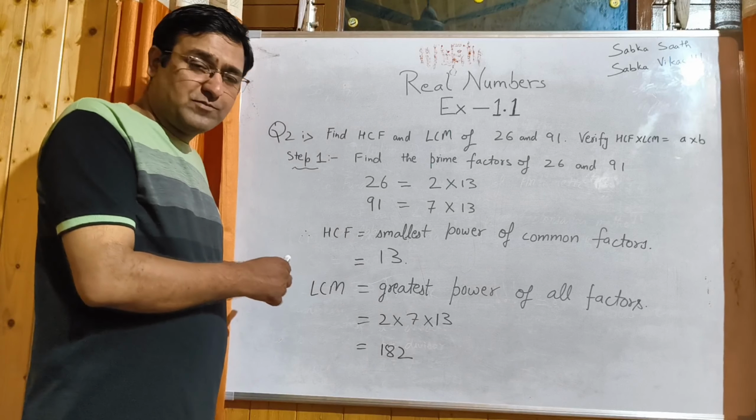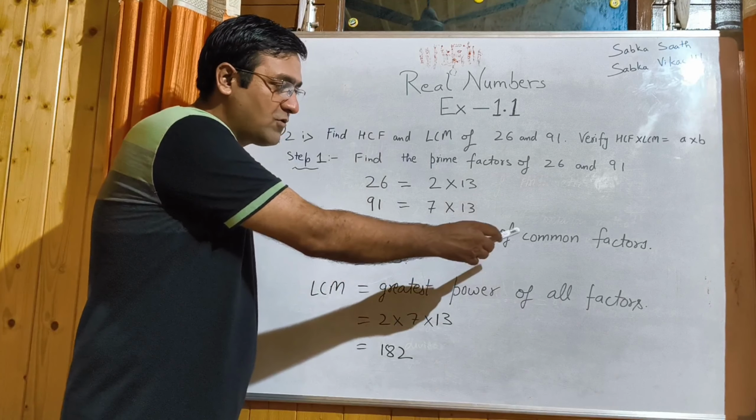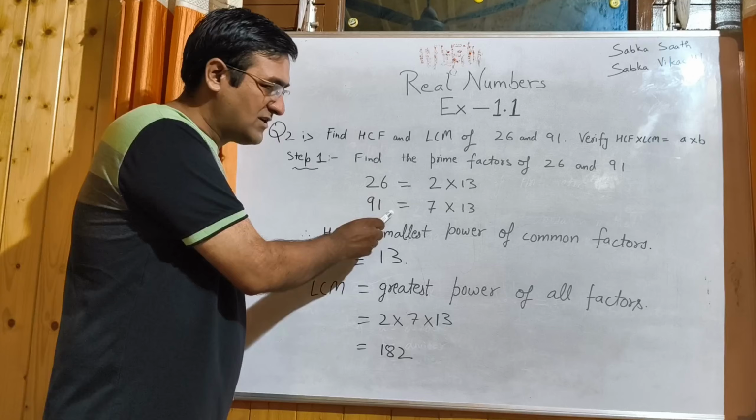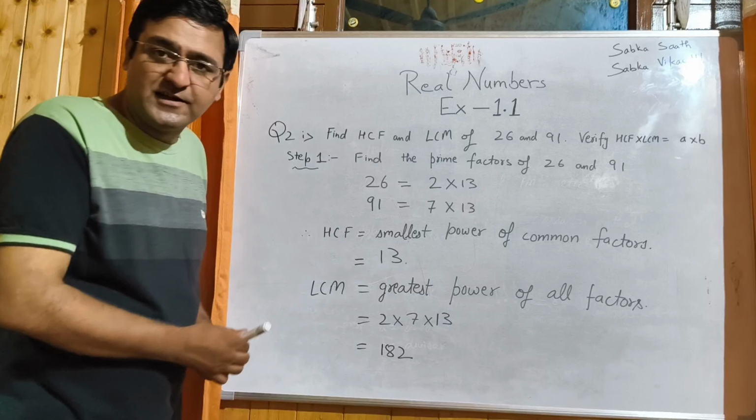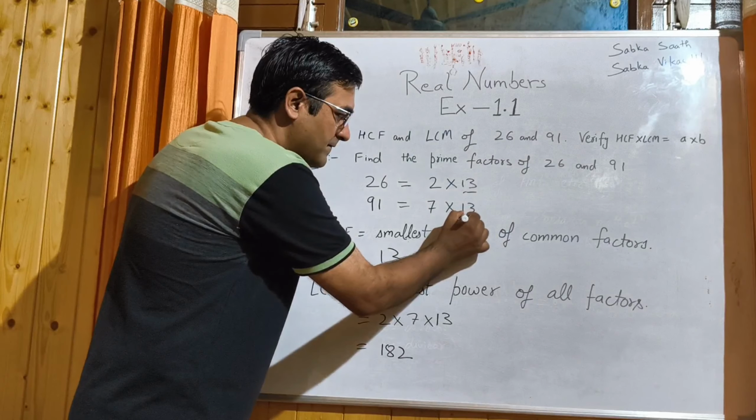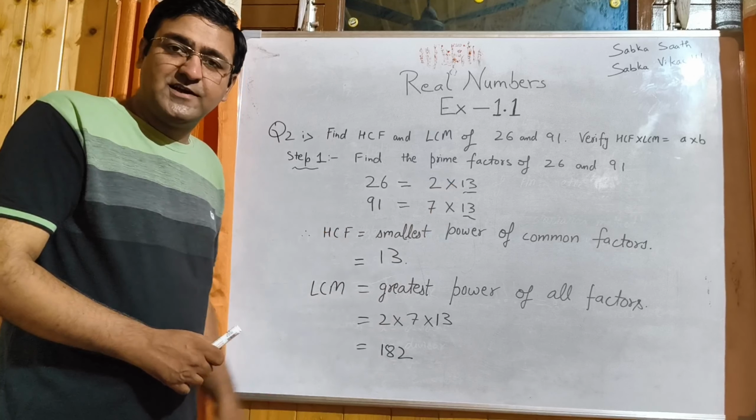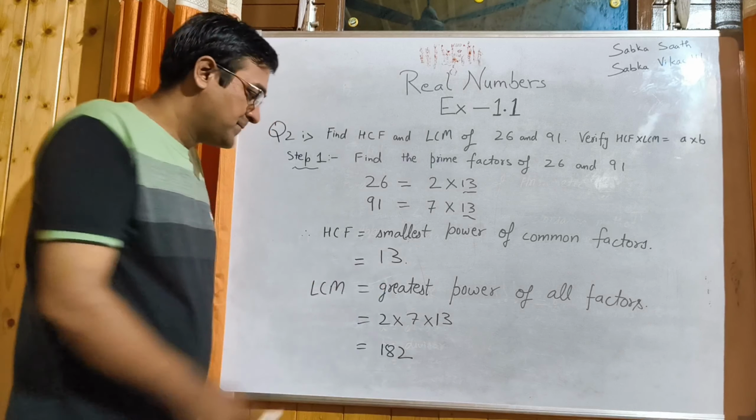Now, as we remember from the last video, HCF is equal to the smallest power of common factors. So we'll see which are the common factors in 26 and 91. We'll see the common factor is 13 in both of them. So the smallest power of 13 here is 1. So we are taking HCF as 13.